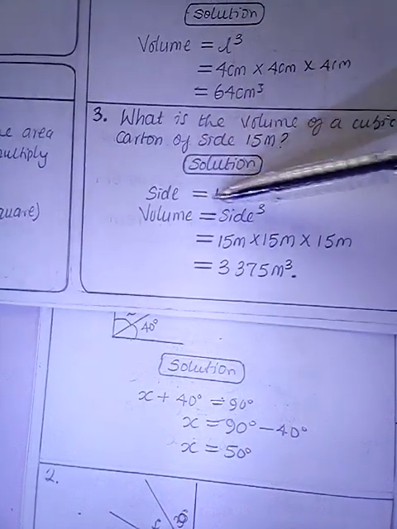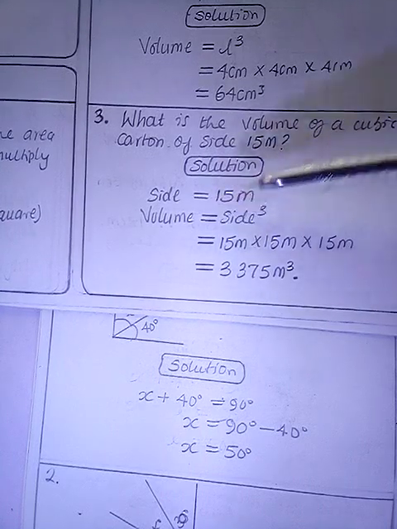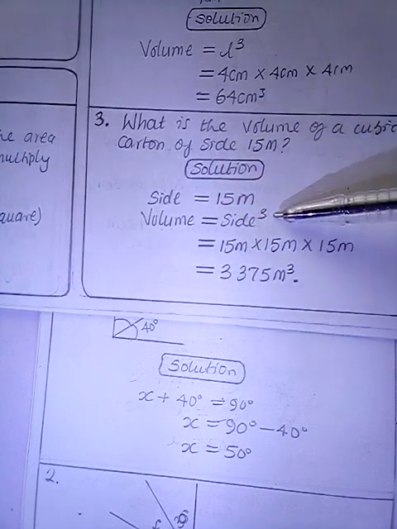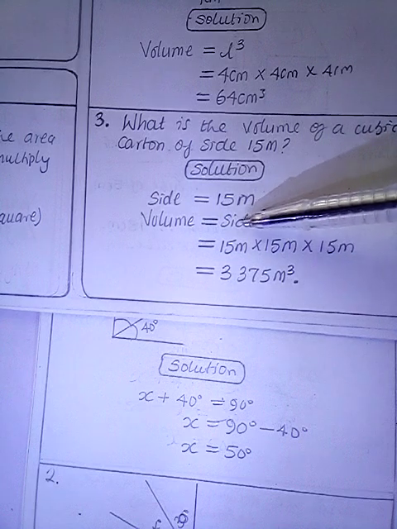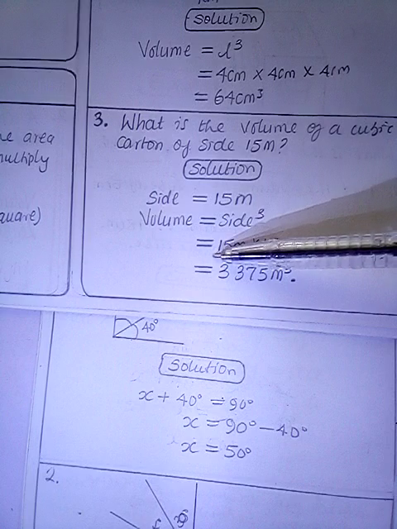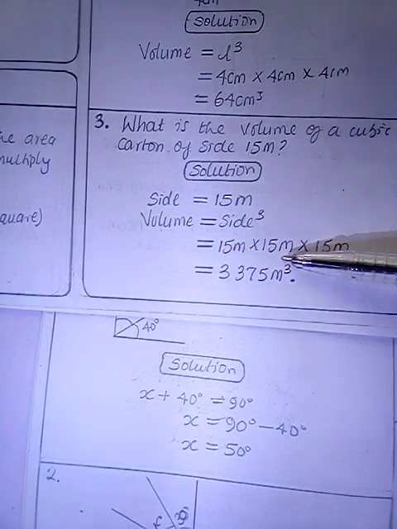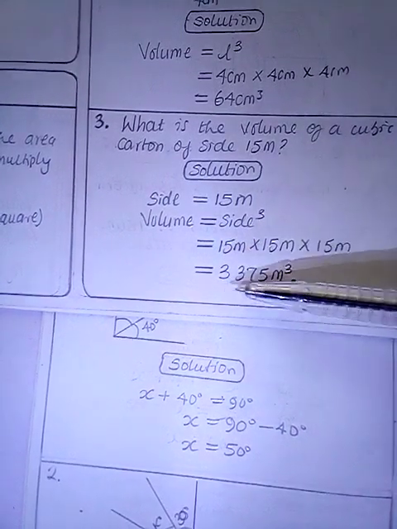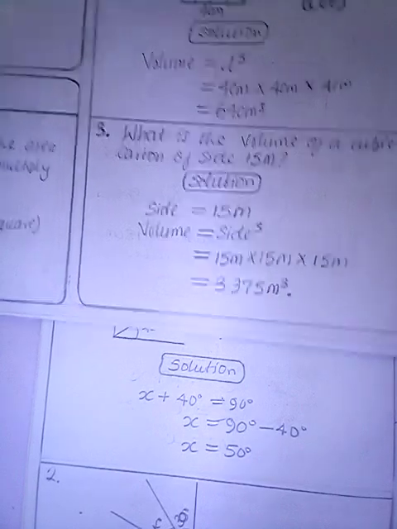Also, number 3 example is, what is the volume of a cubic carton of size 15 meter? Since the side is given to be 15 meter, the volume can be calculated as the cube of the side, or the cube of any of the lengths, which is 15 meter throughout. So that gives us 15 meter times 15 meter times 15 meter, which gives us 3,375 meter cube.